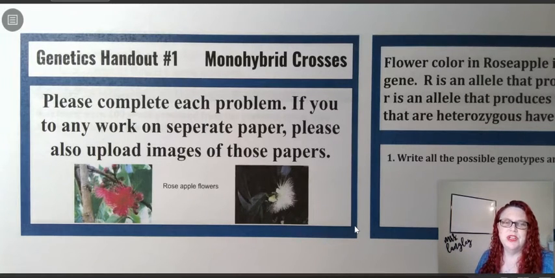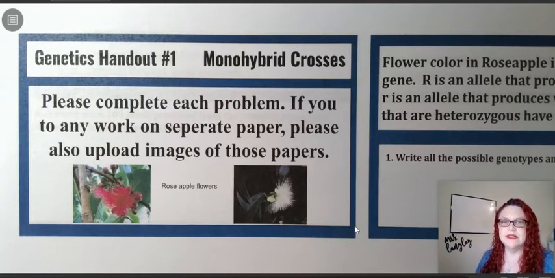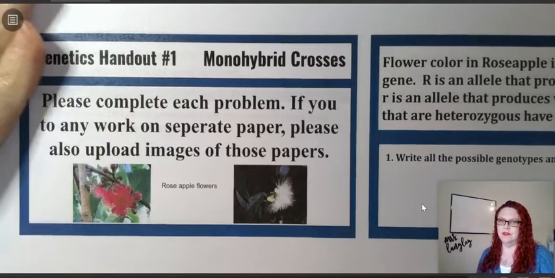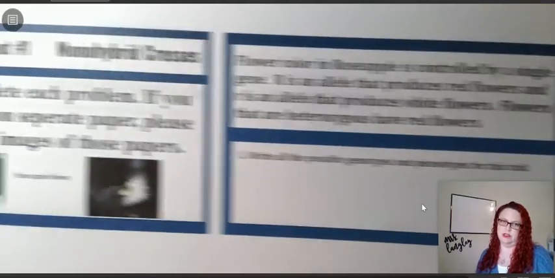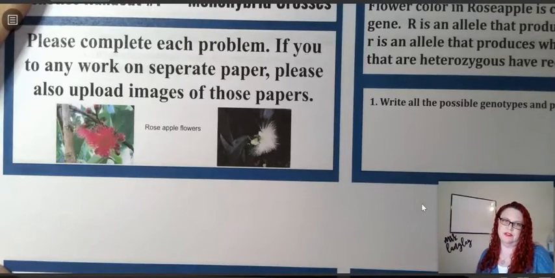Everybody. So we're going to do genetics handout 1. This is still monohybrid crosses. We're going to start by looking at rose apples. And that's what's in these pictures here. These are rose apple flowers.